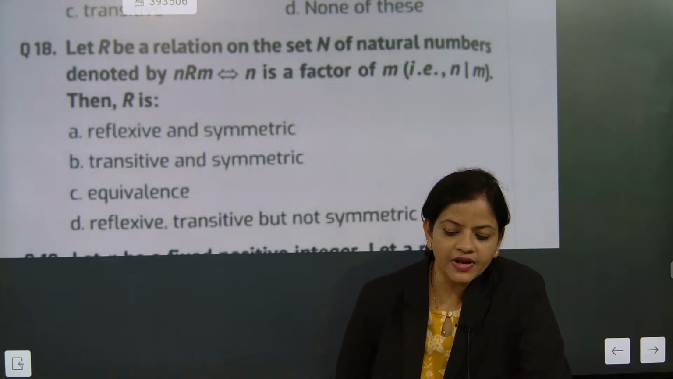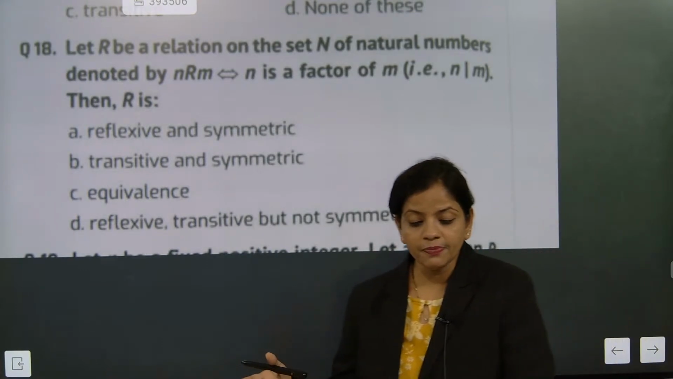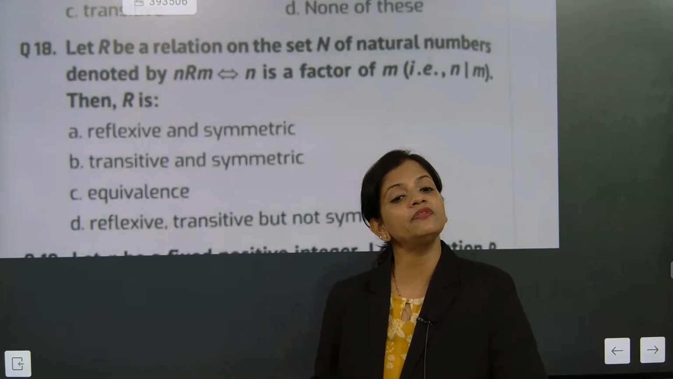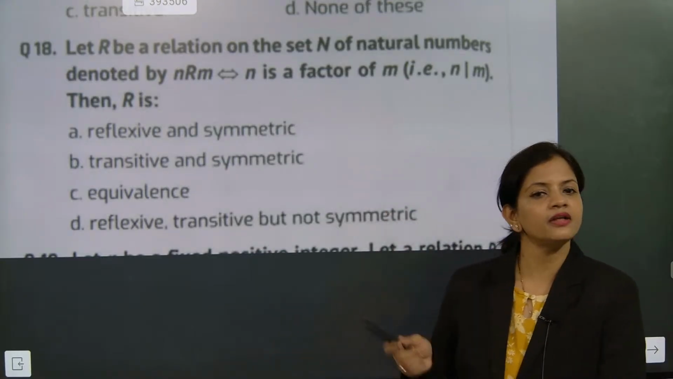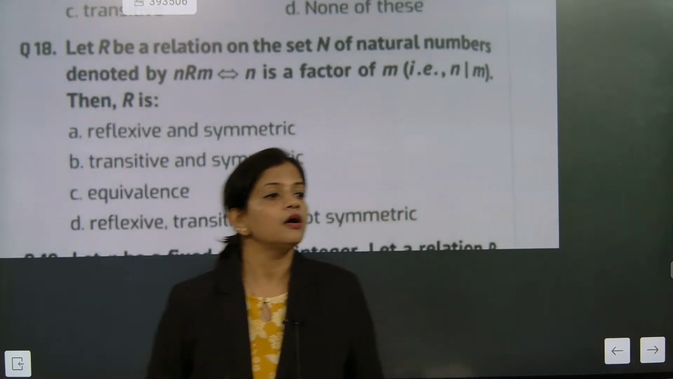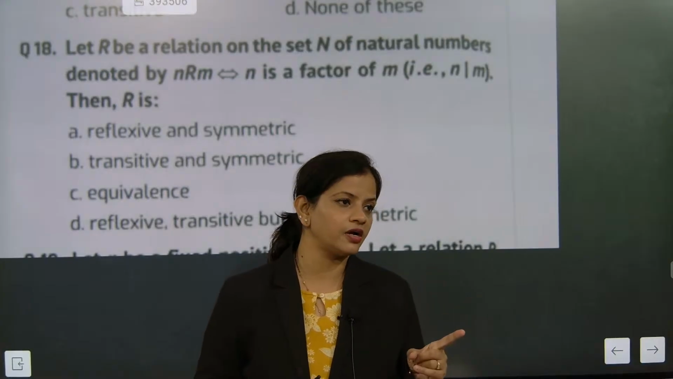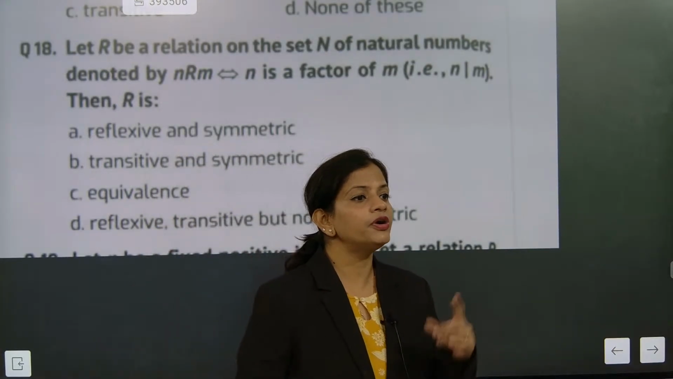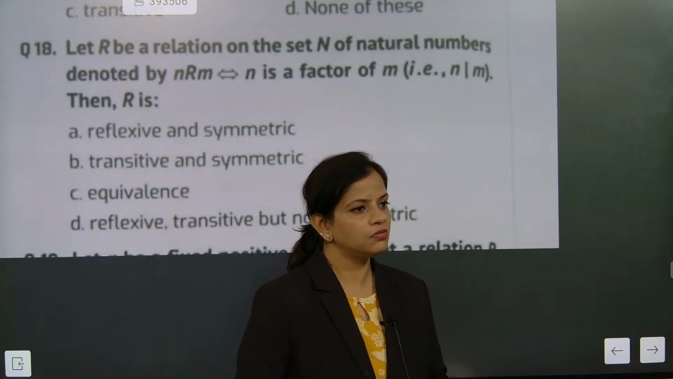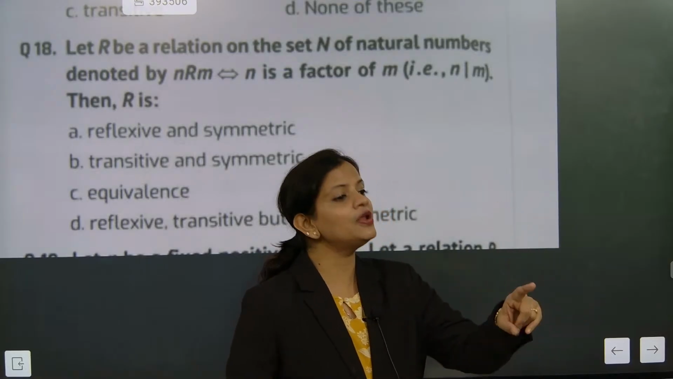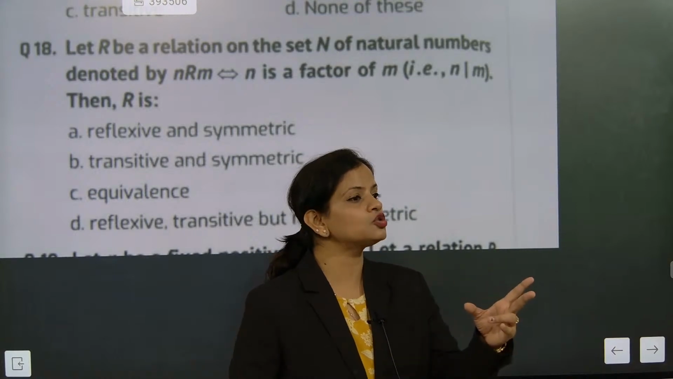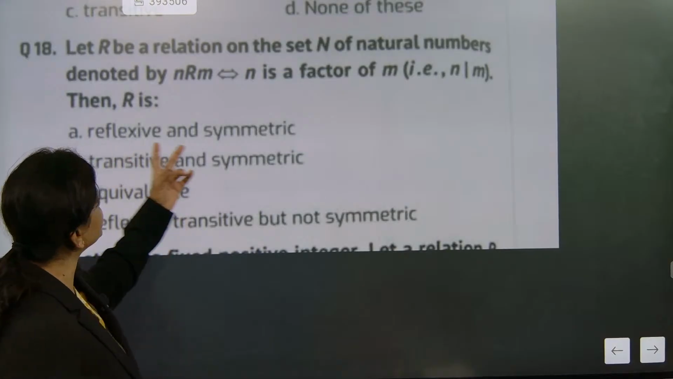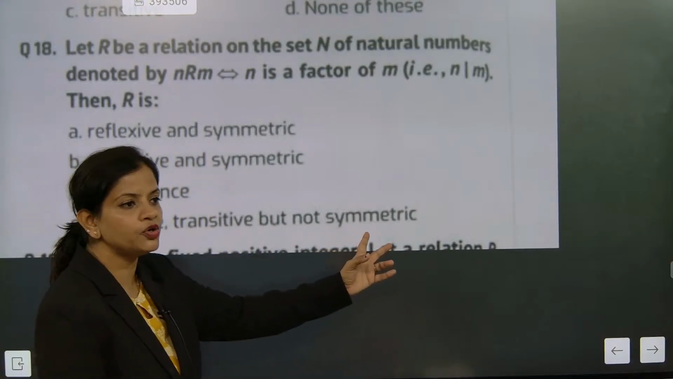Option B. See, whenever the factor part is coming, always remember it will be reflexive because 2 can be divided by 2, 3 can be divided by 3, 1 can be divided by 1, but it is never going to be symmetric, because 4 can be divided by 2, but 2 cannot be divided by 4. Symmetry says if (a, b) belongs to R, then (b, a) must also belong to R. But (b, a) is not belonging to R. So it will be reflexive and transitive, but it is not going to be symmetric.